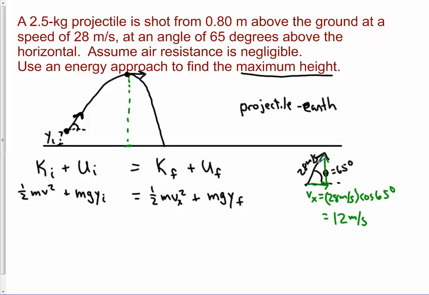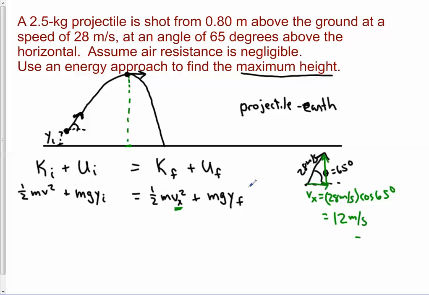But remember, in projectile motion, horizontal speed stays constant. If you're looking down from the top, you would just see the projectile moving at a constant speed. So this was the initial horizontal speed, but it's actually the final horizontal speed. It's the horizontal speed the whole time. So 12 can go in right here.